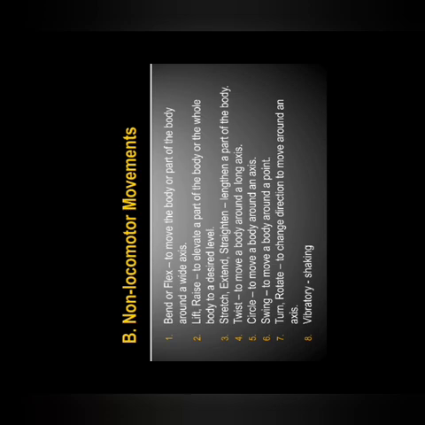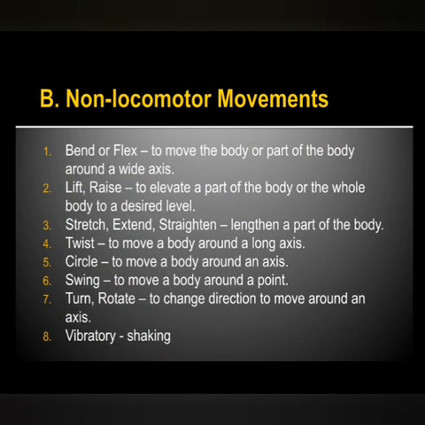Number 4, twist, or to move a body around a long axis. 5th, circle, to move a body around an axis. 6th, swing, to move a body around a point. 7, turn, rotate, to change direction, to move around an axis. 8, vibratory, it is shaking.